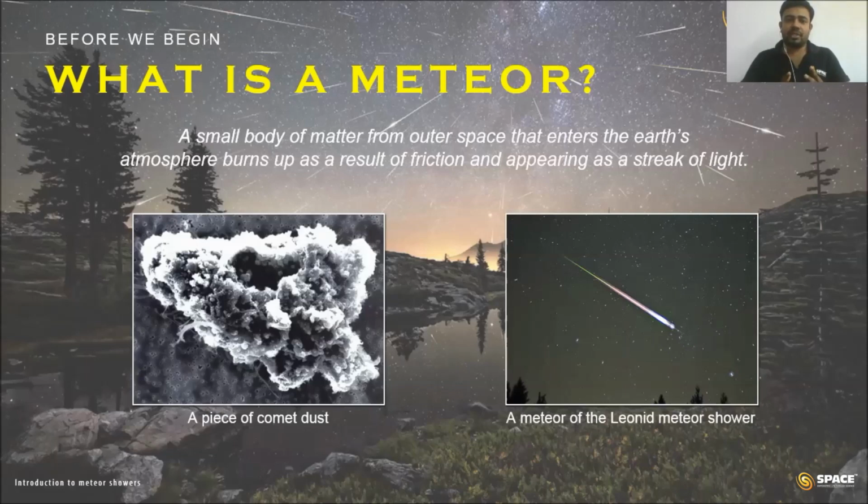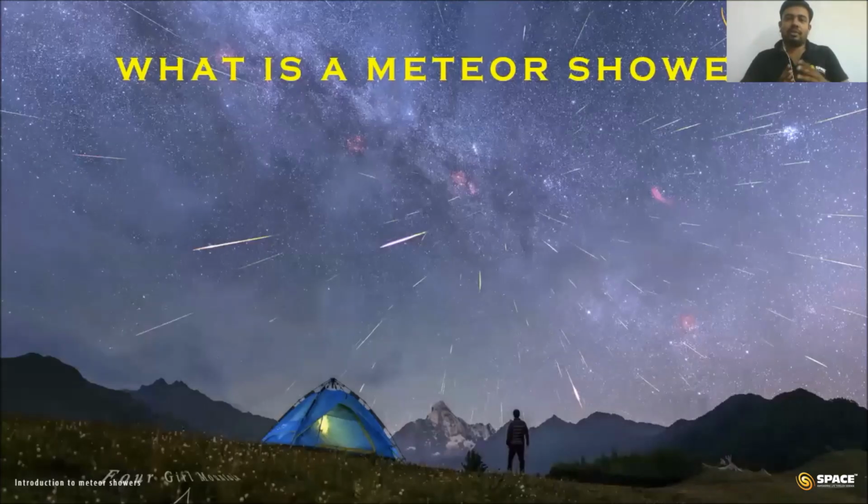You know what is a friction? Earth has an atmosphere. When any object from outer space enters the Earth's atmosphere, it burns up due to the friction and it appears as a streak of light in the sky. So it is called a meteor. Here on the left-hand side, you can see a piece of comet dust and a meteor on the right side. What is the difference between a meteor and a meteor shower?